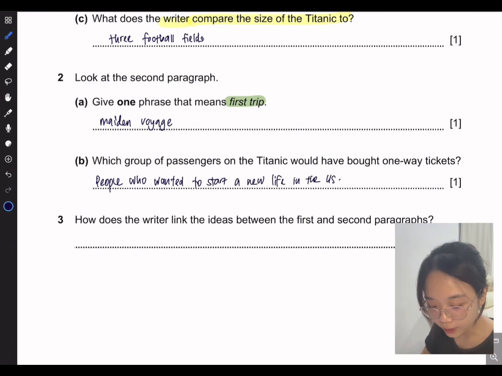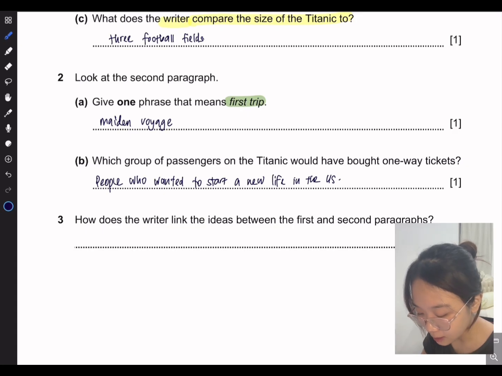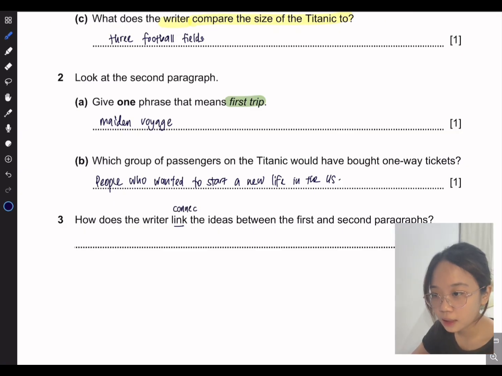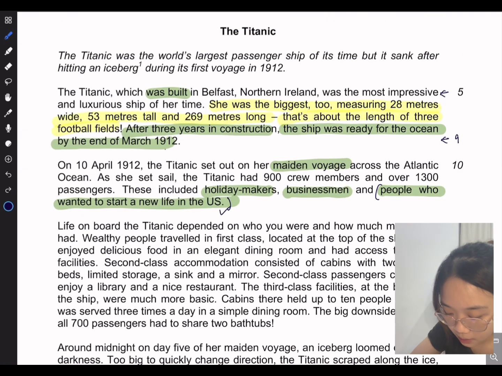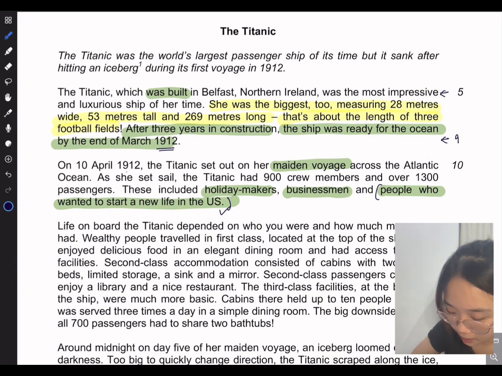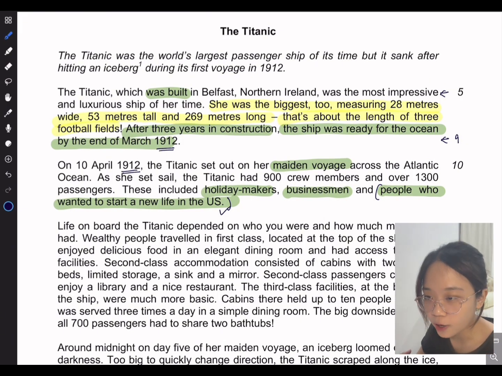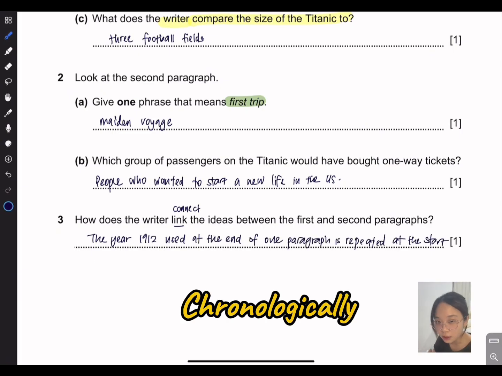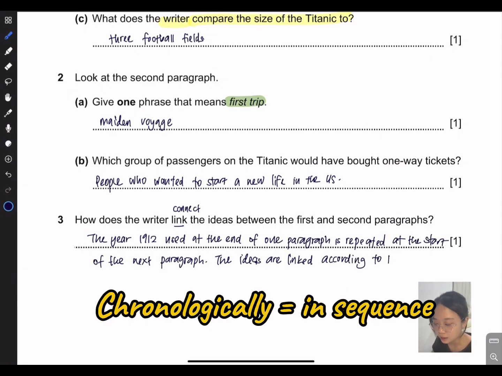So question number 3, how does the writer link the ideas between the first and second paragraphs? So link here, it means connect. Okay, so the writer used the year 1912 at the end of the first paragraph and also repeated it at the start of the second paragraph here. So here the writer is trying to link them according to time or chronologically. So chronologically actually means in sequence.